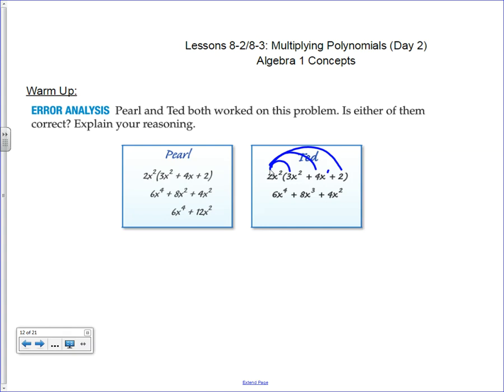Fair enough? Okay, so what I need from you is a sentence that says who's right and why they're right. Or tell me who's right and why the other person is wrong. What is wrong with Pearl's explanation? Where did she go wrong? This times this is not this, right? Okay, so I don't care how you write the sentence, but I do need to know who's correct and then either why they're correct or why the other person is wrong. Please make sure you start with a capital letter, end with a period.